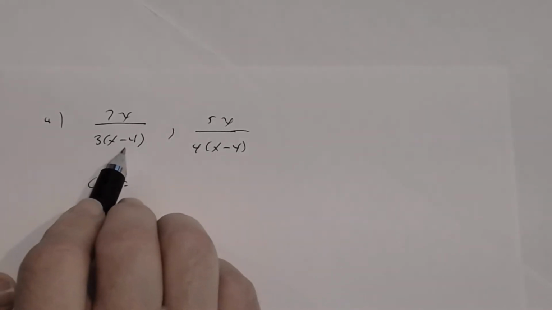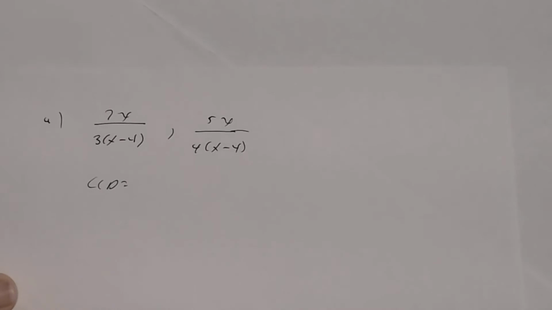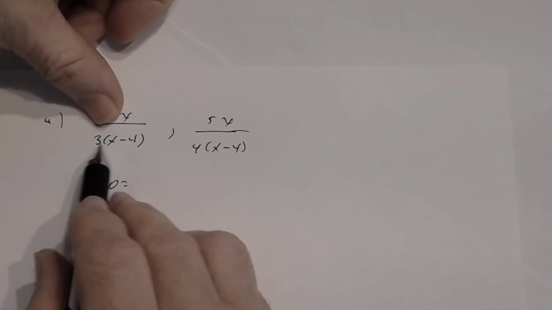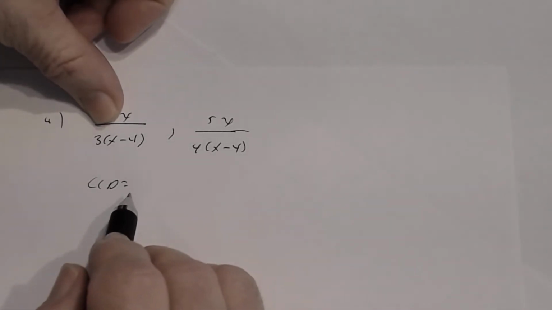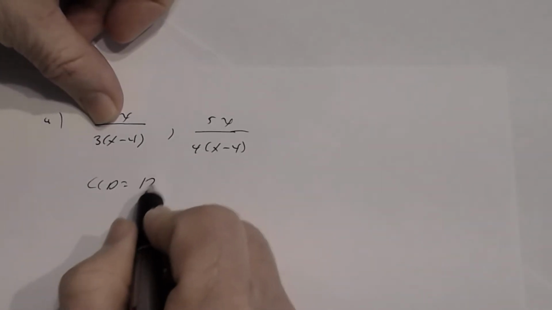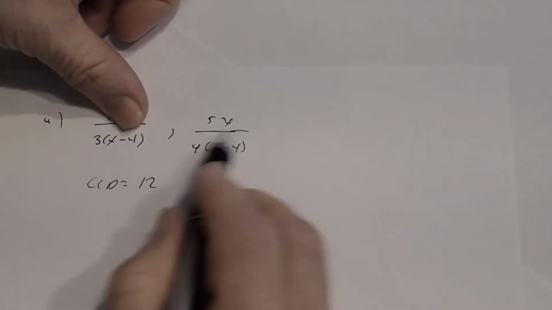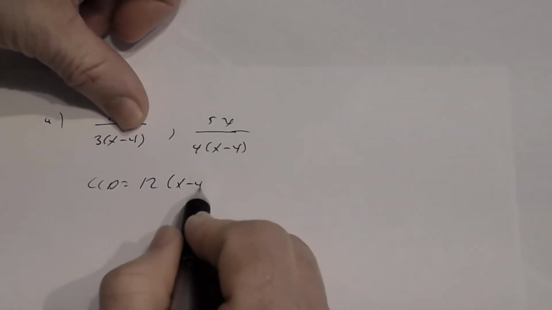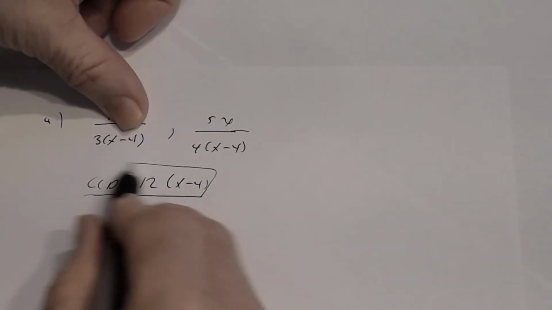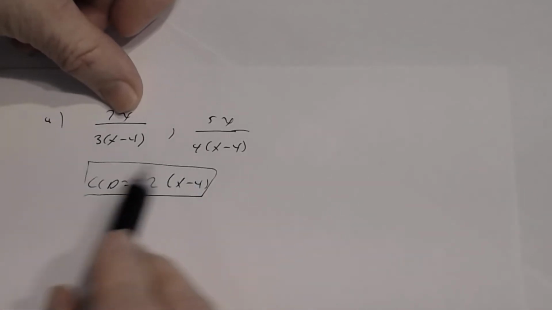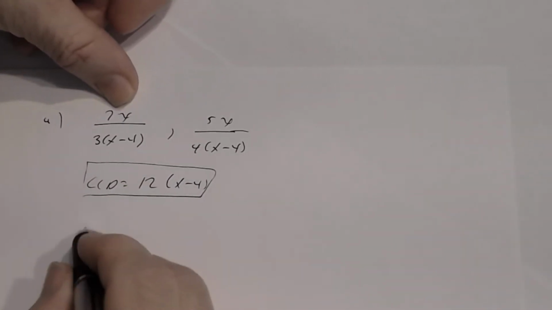3, the other factor is x minus 4, the other factor is 4, and the other factor is x minus 4. So let's look at the coefficients first. What's the smallest number that 3 and 4 will divide into evenly? 12. Okay. Now my next factor is an x minus 4. I have 1 here, 1 here. How many do I need? 1. And then that takes care of all of these. So you're done. So that's your LCD. Now the next thing you've got to do is write equivalent rational expressions. So that's all going to take us into the next lesson.